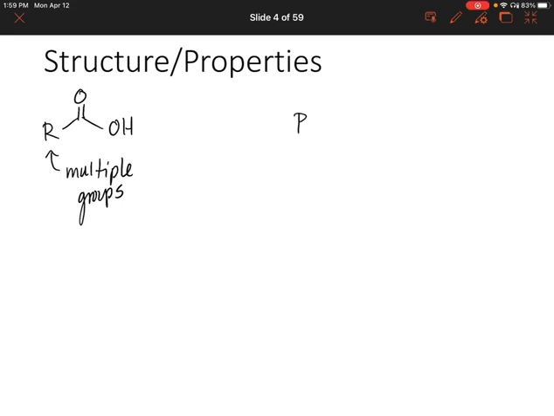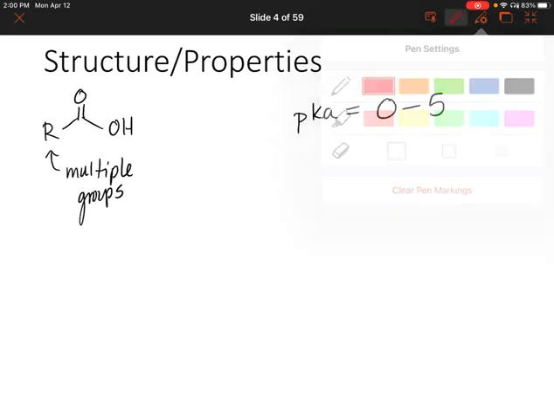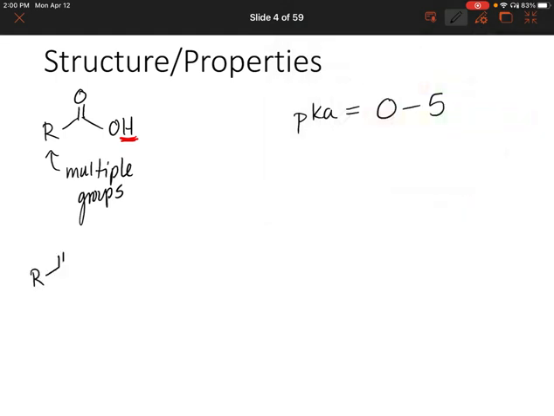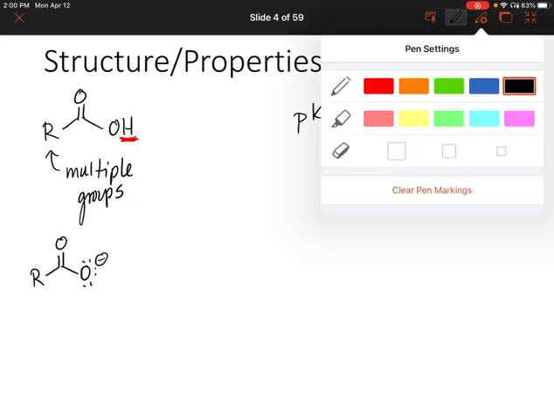Now, the pKa range for carboxylic acids is from 0 to 5. So remember, low pKa values means that something is very acidic. So carboxylic acids can be quite acidic. It sort of depends on what they're bonded to. So remember that when you remove that hydrogen from our carboxylic acid, you get the conjugate base. And that conjugate base is stabilized through resonance.